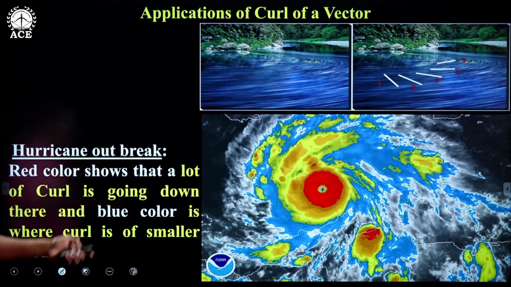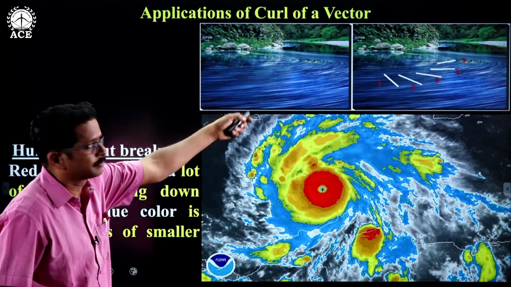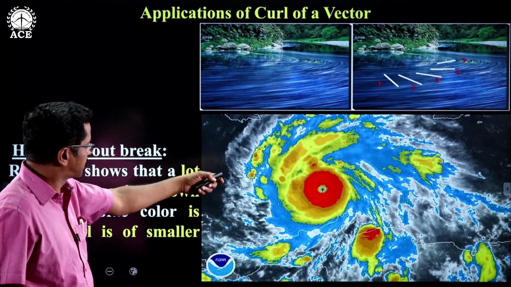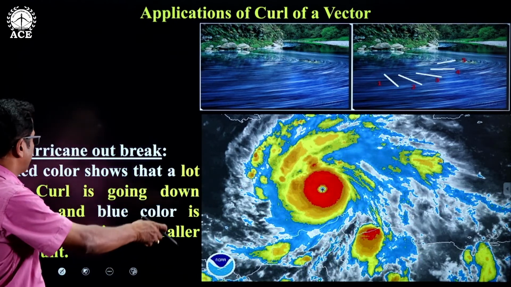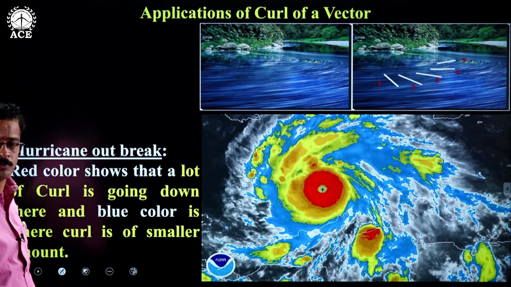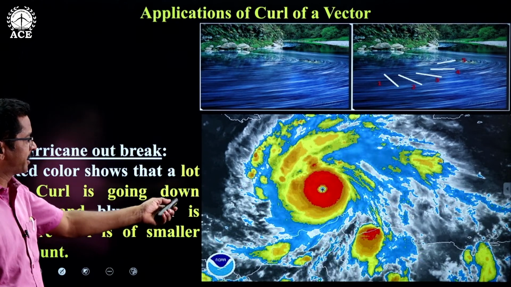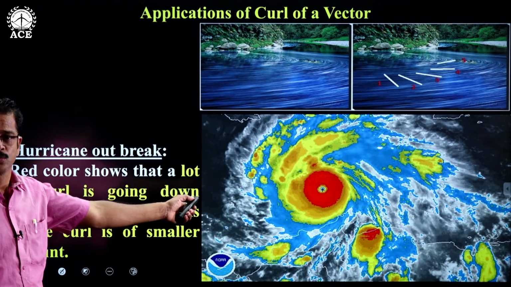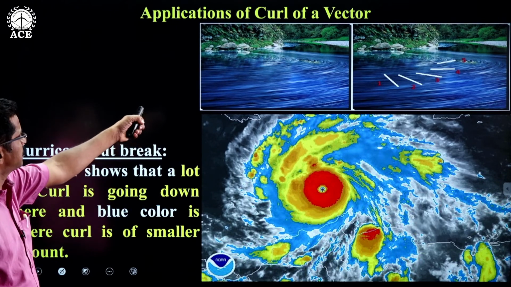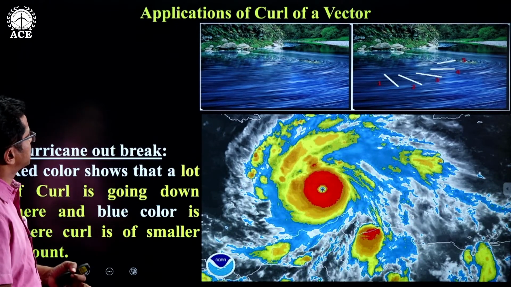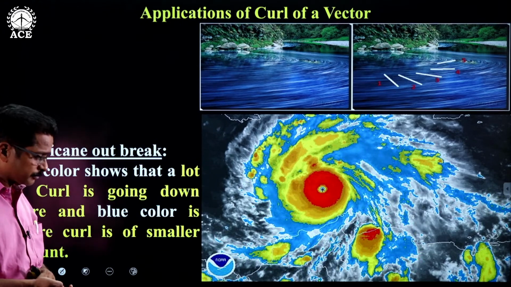So how the water flows in a rotational motion, and this is in hurricanes or in storms, in flood times, how the situation is shown in a weather forecasting system. Okay, here are the applications of the curl of a vector.